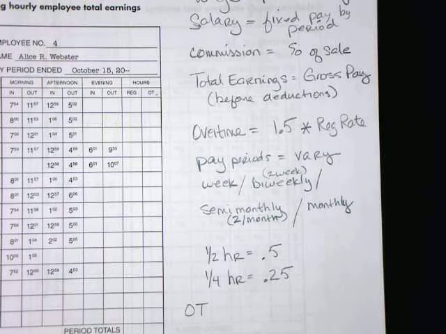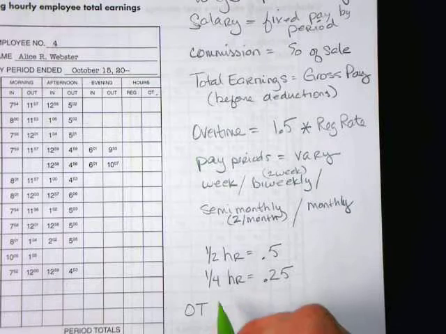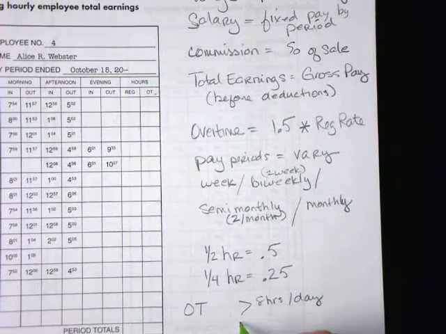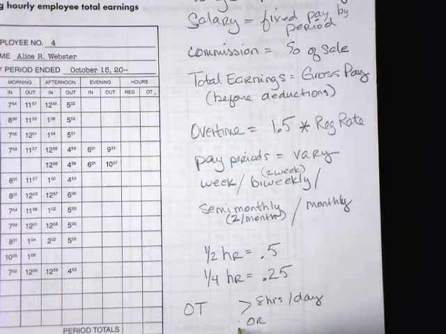Yeah. So in our notes here, it says any hours over 8 hours per day or 40 hours per week. So we're going to have to watch it both times. So overtime can be greater than 8 hours per day or greater than 40 hours per week.